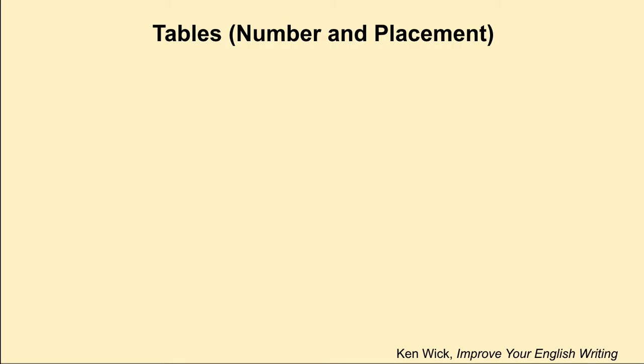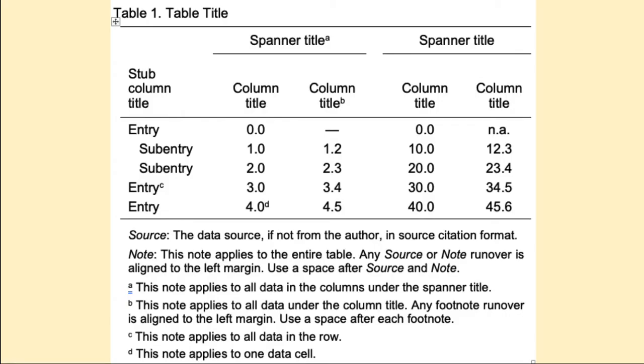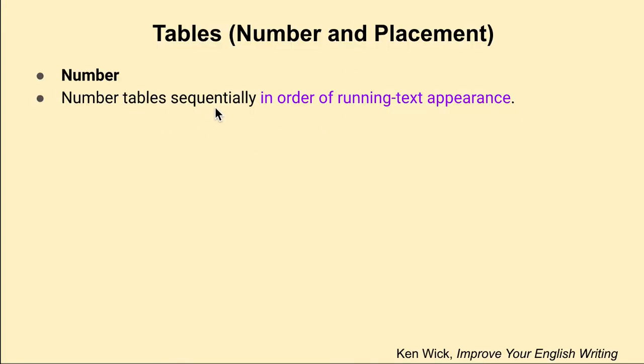So those are my general comments. Let's talk about table number and placement. All tables are numbered. You number tables sequentially in the order that they appear in the running text. So the first table that appears in the running text is 1. The next table is 2. Here's the table number, table 1. The next table would be table 2. So they're numbered sequentially in order of appearance: table 1, table 2, table 3, and so on.